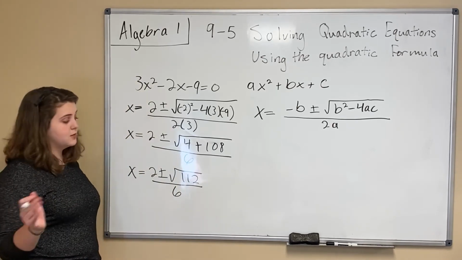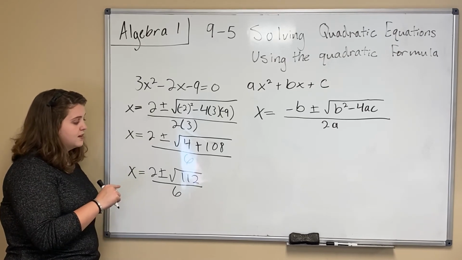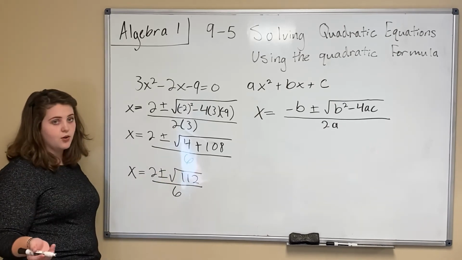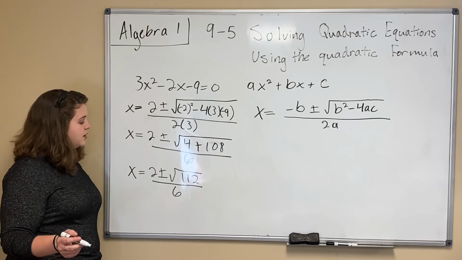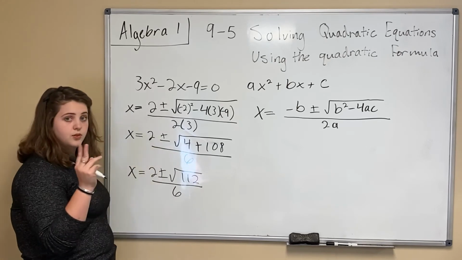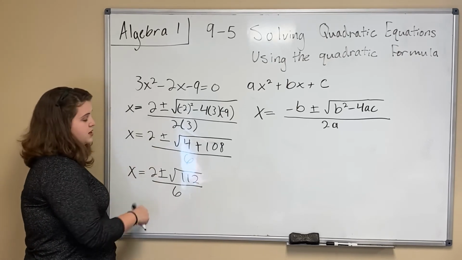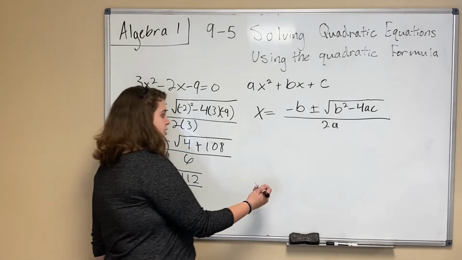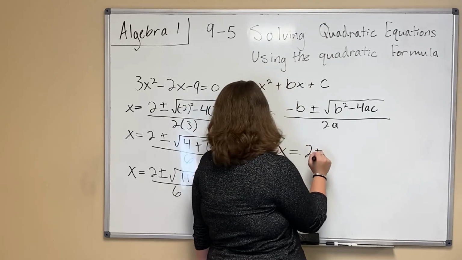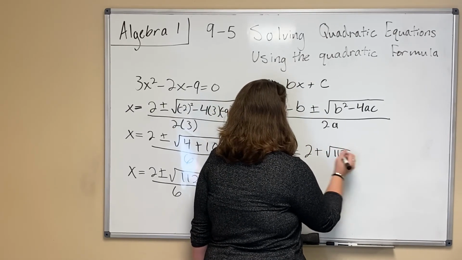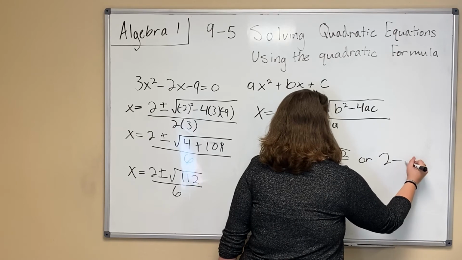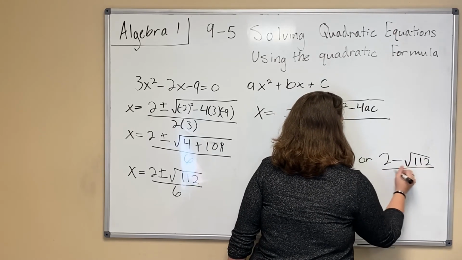Now, something you might notice about 112 is that it's not a perfect square. We can't just take the square root and get a whole number. So what I'm going to do is go ahead and split this up into its two solutions, because remember, this plus or minus gives us an or. So I'm going to come over here and say x equals 2 plus the square root of 112 over 6, or 2 minus the square root of 112 over 6.